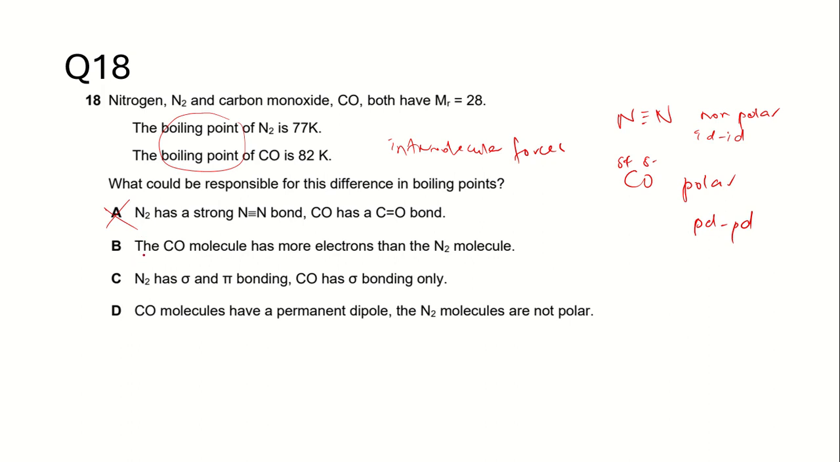B. The carbon monoxide molecule has more electrons than nitrogen. No, not because of that, because we're not talking about ID forces only. We are talking about PD forces in carbon monoxide. C, nitrogen has pi and sigma bond. Carbon monoxide has sigma bond only. No, since it has a double bond, right? It should have a pi bond also, but it doesn't matter. Sigma bond, pi bond, they are covalent bonding, okay, inside the molecule, not between molecules.